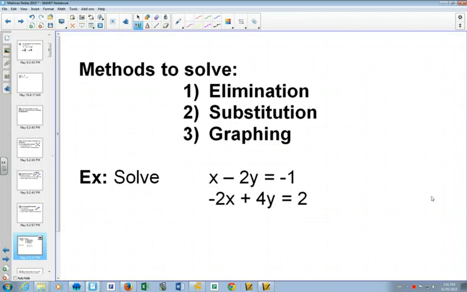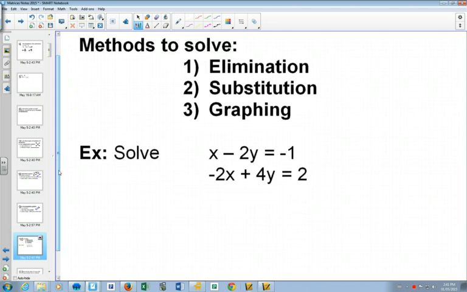So do you remember all three of these techniques? Kind of? Elimination, substitution, and graphing. Okay. They're all good techniques. Sometimes one is better than the other. Sometimes you're not able to use one of the techniques. So for this first one, which of the ones do you remember the best?